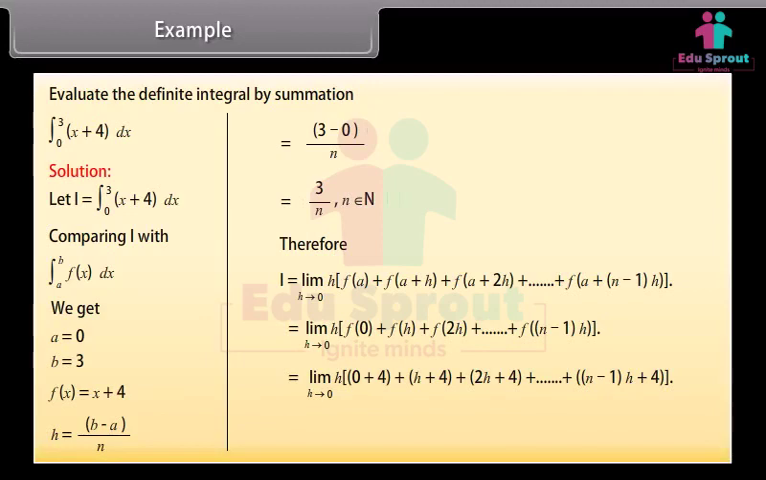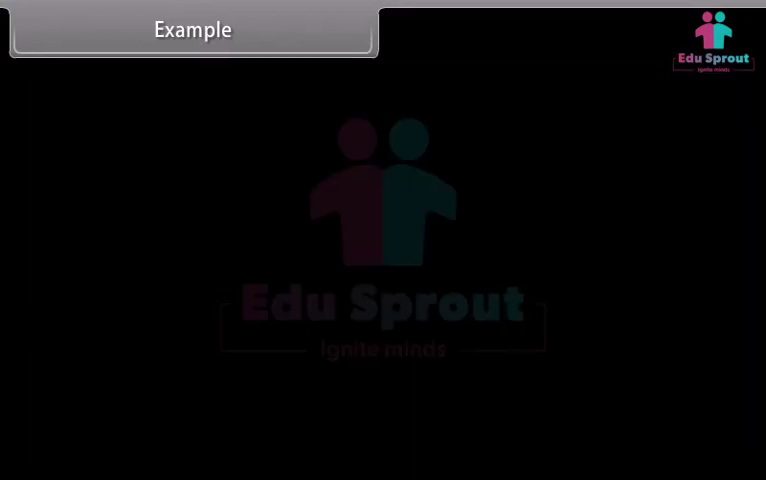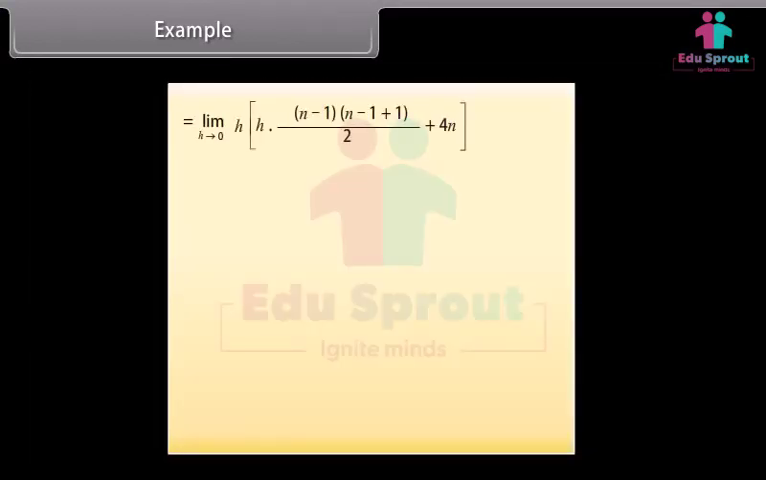This is equal to limit h approaches 0 of h into [h(1 + 2 + ... + (n-1)) + 4n], which is equal to limit h approaches 0 of h into [h(n-1)n/2 + 4n], which is equal to limit h approaches 0 of (nh - h) into nh/2 + 4nh.